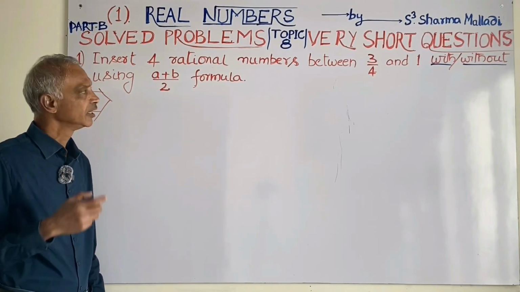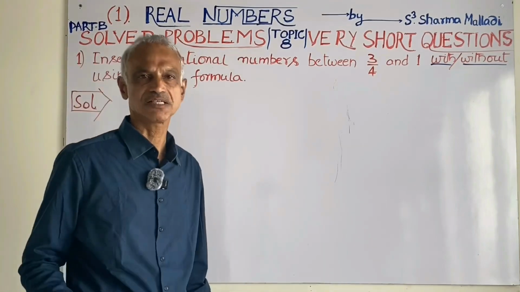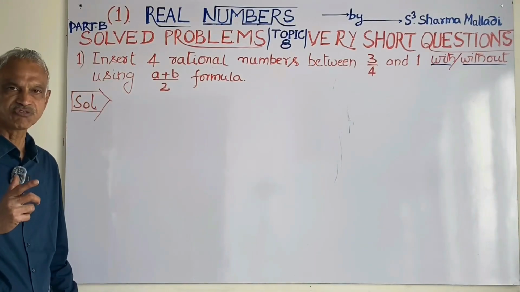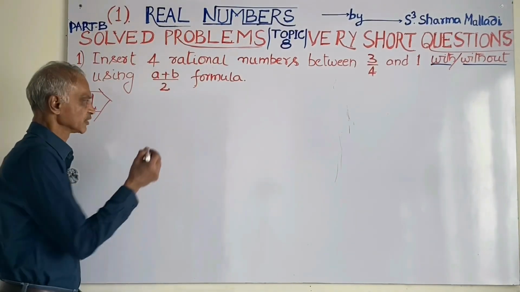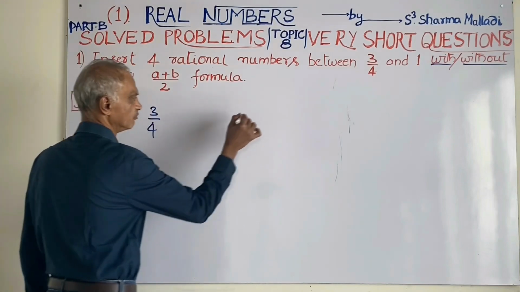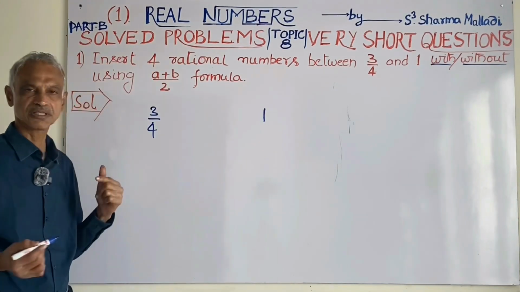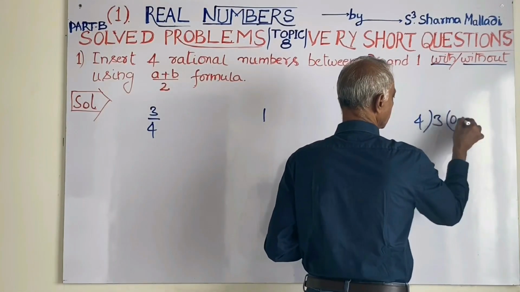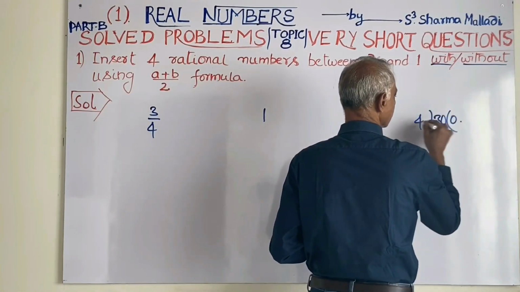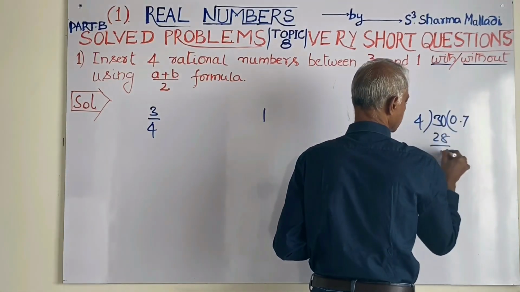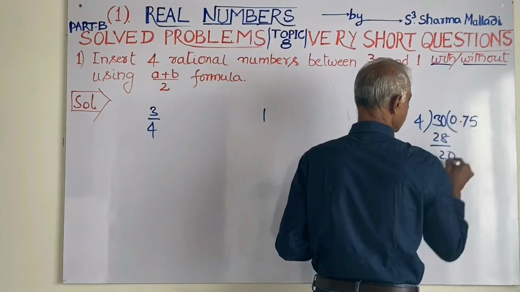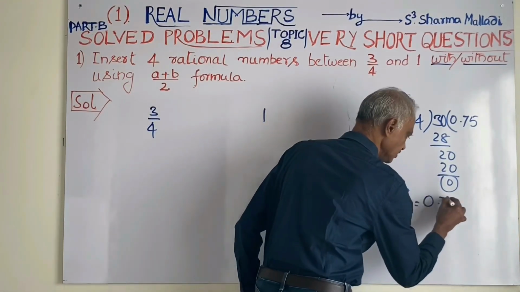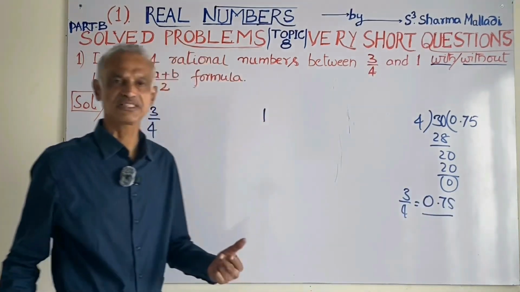Hi students, I have inserted 4 rational numbers between 3 by 4 and 1 using the a plus b by 2 formula. Now we have to insert 4 rational numbers between 3 by 4 and 1 without using the a plus b by 2 formula. It is very easy, you see. What is the meaning of 3 by 4? You divide 3 by 4, which gives 0.75. 0.75 is a rational number.